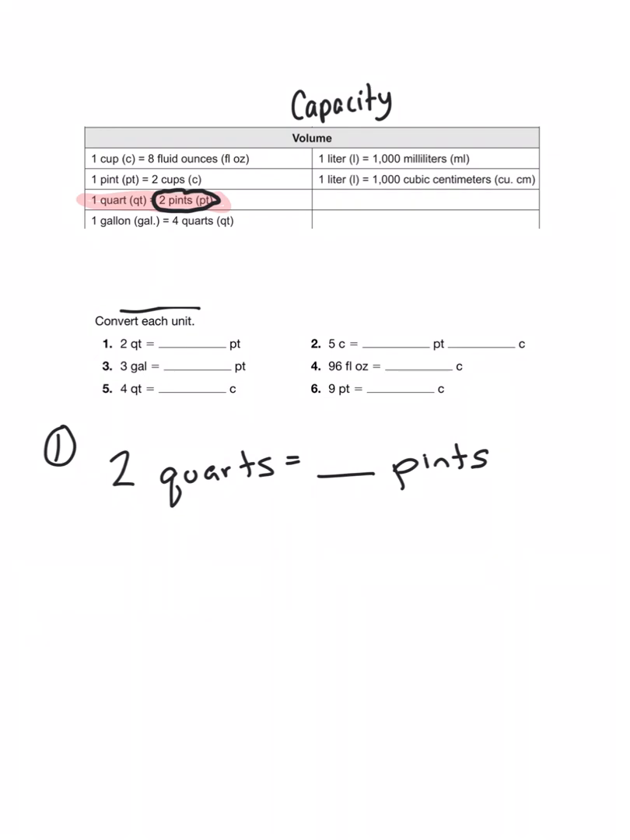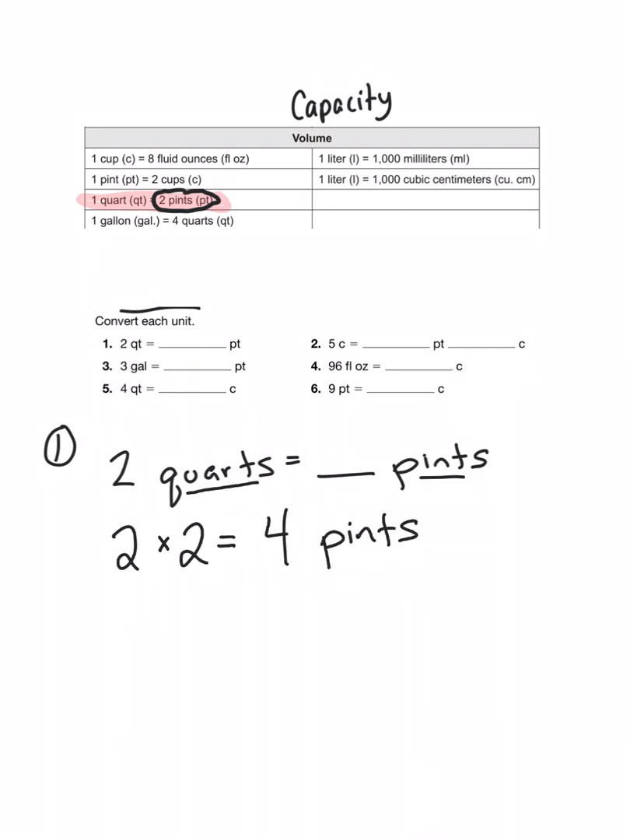So here we have a case of horse to fly, multiply, because we're moving from a larger unit of measurement, quarts, to a smaller one, pints. So horse to fly, multiply. I'm going to take my 2 quarts and multiply it times the 2 pints that are in each quart for a total of 4 pints.